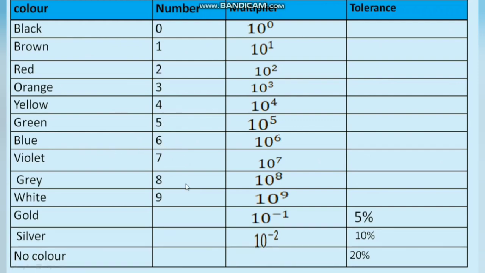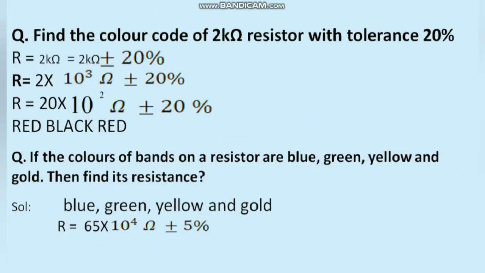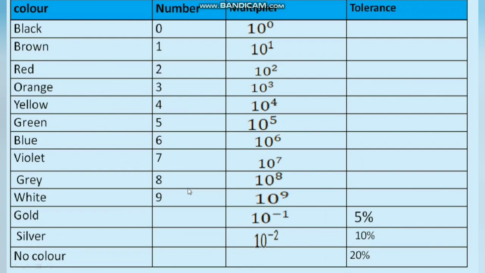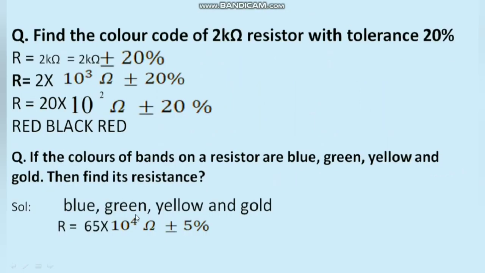And this we have to note. The blue indicates the 6 and the green indicates the 5. And after that, the yellow color indicates the multiplier. Let us see the table. Yellow color multiplier is how much? 10 to the power of 4. And that we have to write here, 10 to the power of 4.